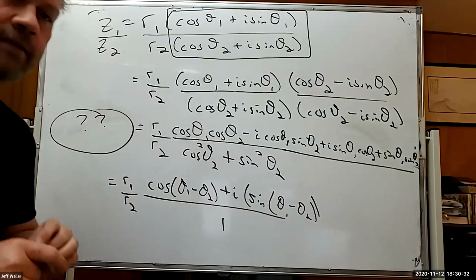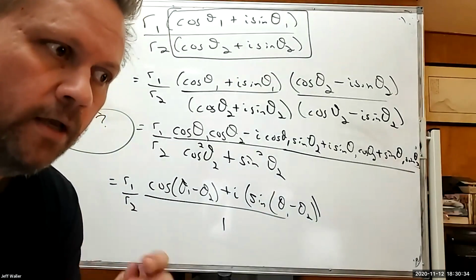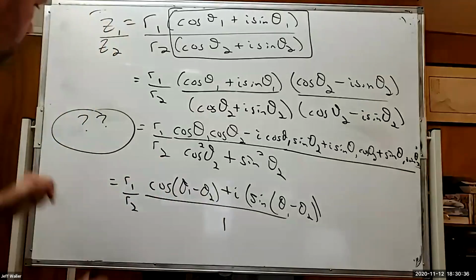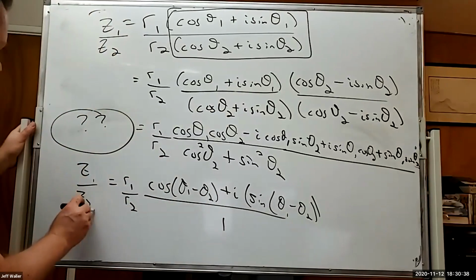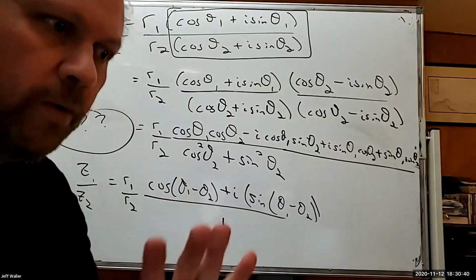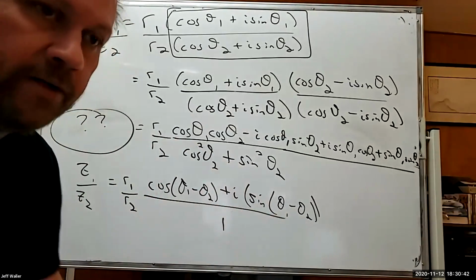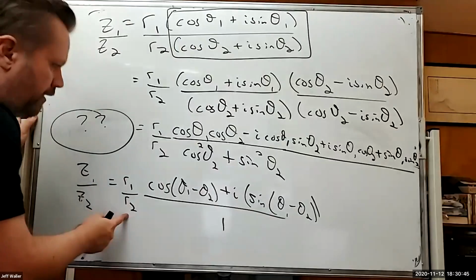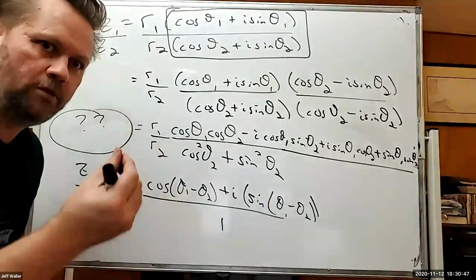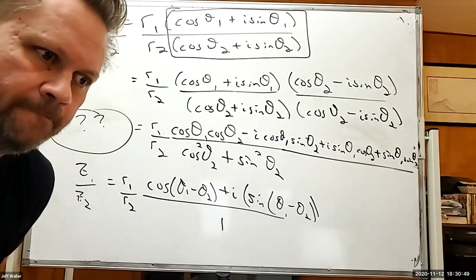This kind of makes sense. This is z1 divided by z2. If I do z1 times z2, I add the angles and I multiply the r's. If I do z1 divided by z2, I divide the r's and I subtract the angles. There's a beautiful analogy there.